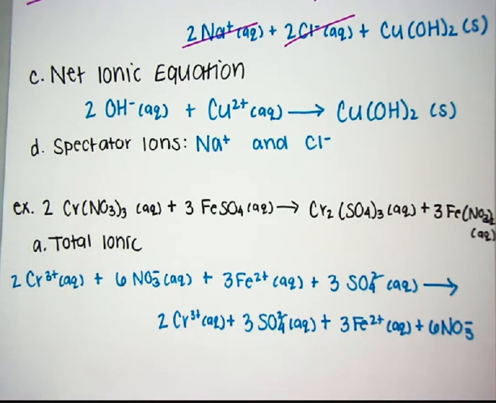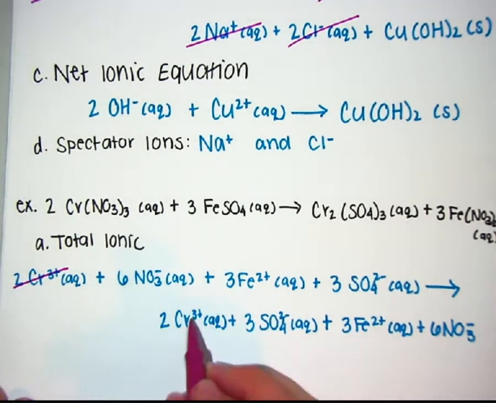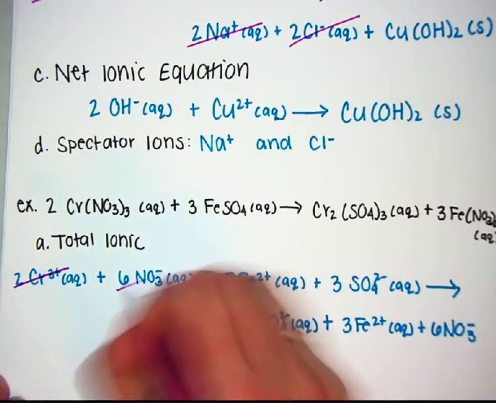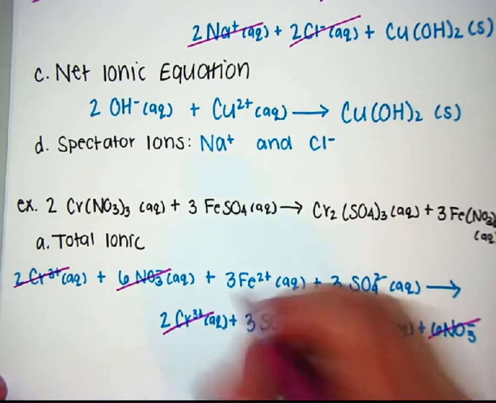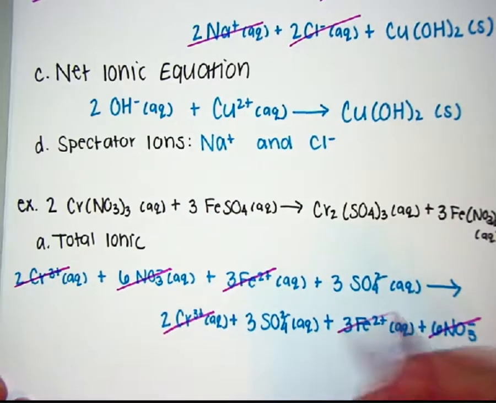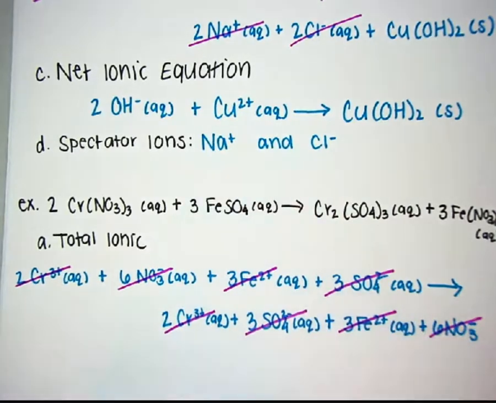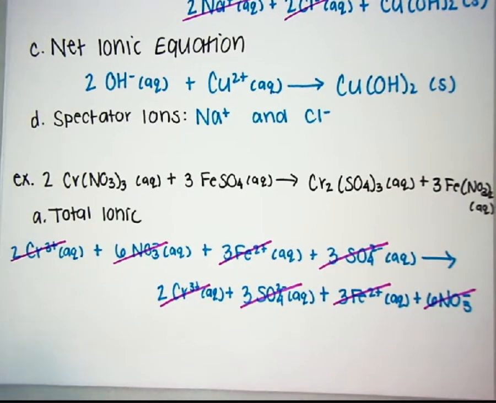If we were to go through and cancel out ions that are on both the reactant side and the product side, here I have 2 chromium 3 plus, 2 chromium 3 plus, it cancels. 6 nitrate, 6 nitrate, it cancels. 3 iron 2 plus, 3 iron 2 plus, it cancels. 3 sulfates, 3 sulfates. Notice that everything cancels, so there's nothing left for your net ionic equation.